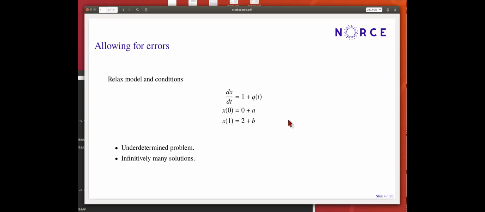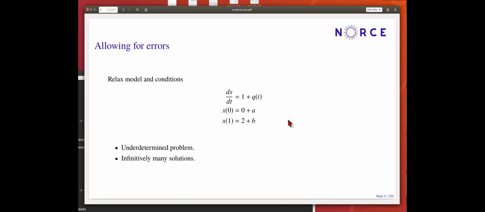So the only way we can solve this is to allow for errors in either the model or the conditions, or all of them. And that's what I'm doing here. I'm saying that my model is not perfect, because there has to be some errors here if these conditions are both to be satisfied together with the model. So I say that my model has a model error, I call it q, and it might be a function of time t. Then both the initial condition and the final condition have errors as well.